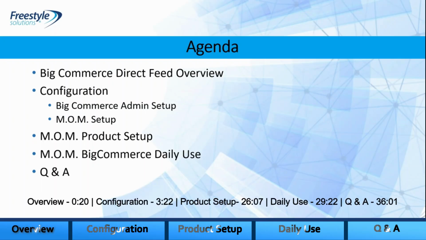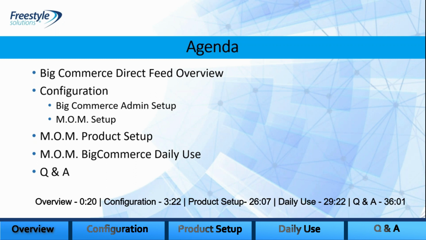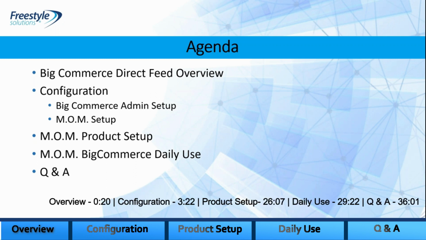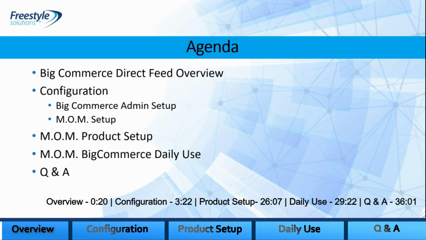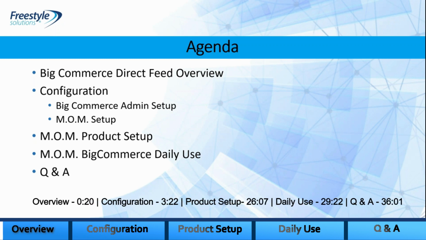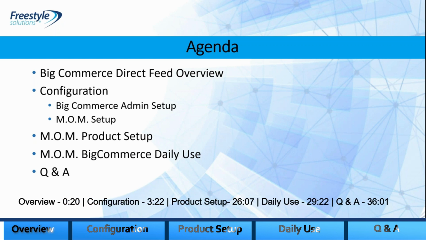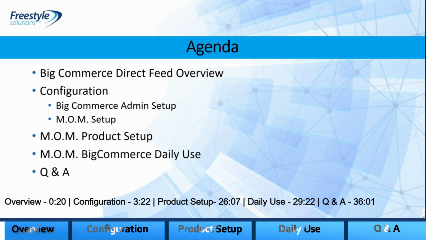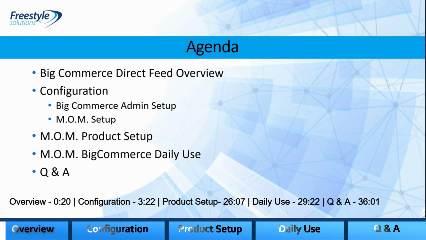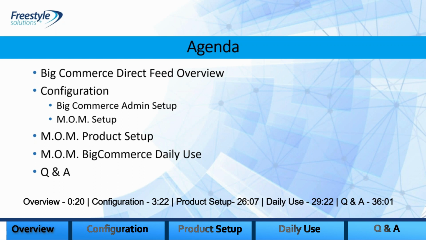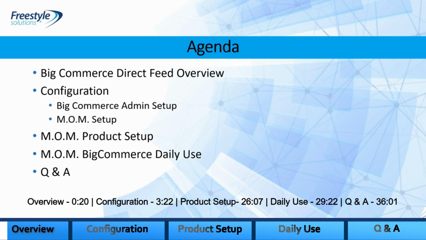Today we're going to be covering the overall feature set for BigCommerce, and we're going to walk you through how to set it up in BigCommerce and in M.O.M. Show you a sample of how to set up the product, and then we'll give you a live demo on the daily use of BigCommerce. And then once we're complete with that, we're going to have a Q&A to make sure that we address any questions or any clarifications you might need regarding the feature set that we're offering in regards to BigCommerce.